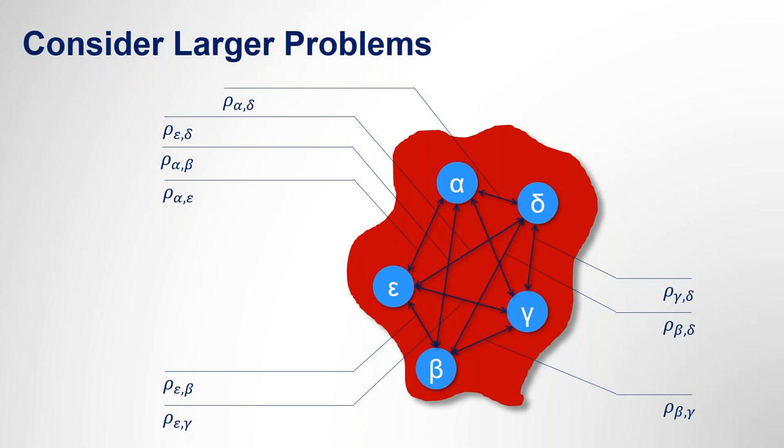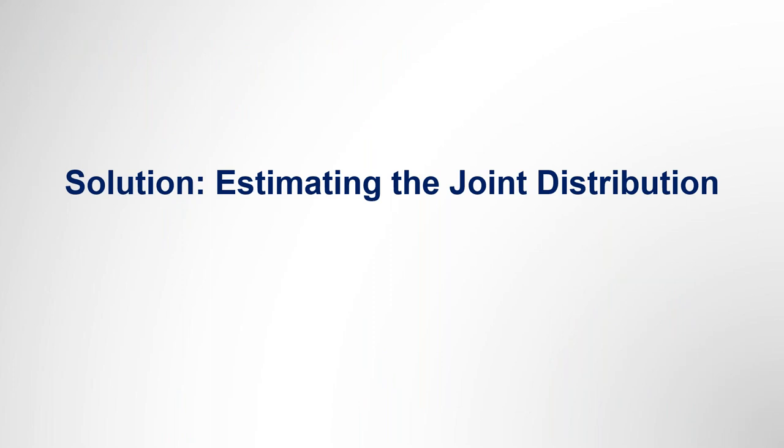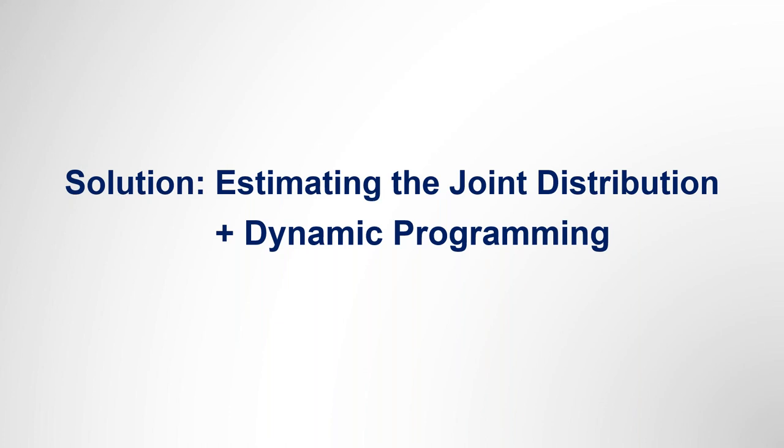But the number of conditional probabilities, overall, will actually increase to hundreds. And including hundreds of conditional probabilities into larger decision trees is perhaps impractical. So the solution to problems like this is to use dynamic programming, which we do not discuss today, and I just wanted to show you that there are solutions for these things.